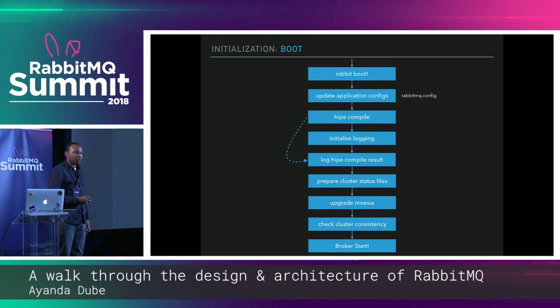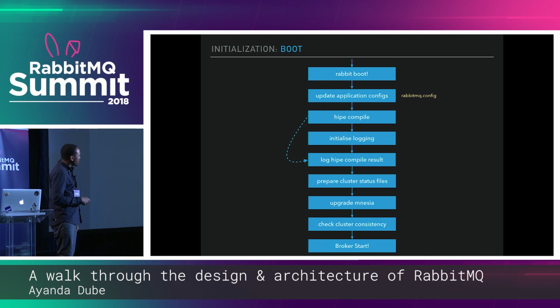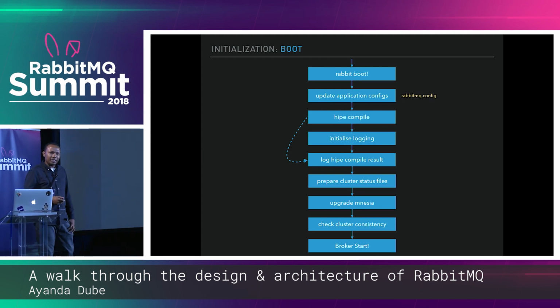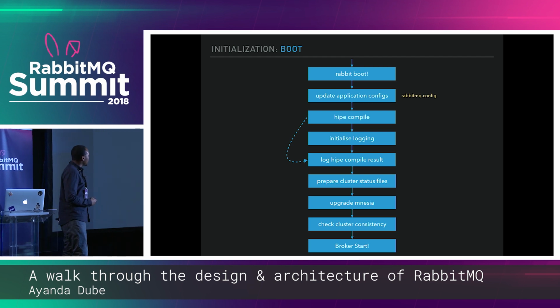And this is where your RabbitMQ.config file, right, where you define all your application configs. I think in 3.7 now they get merged with the new config format, and you just get one config file, which is applied as the application config.